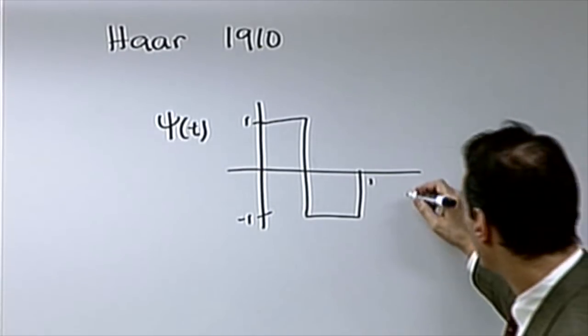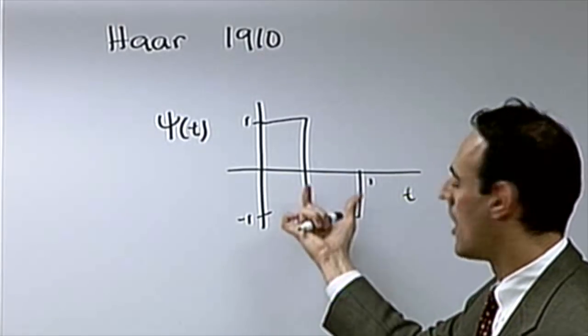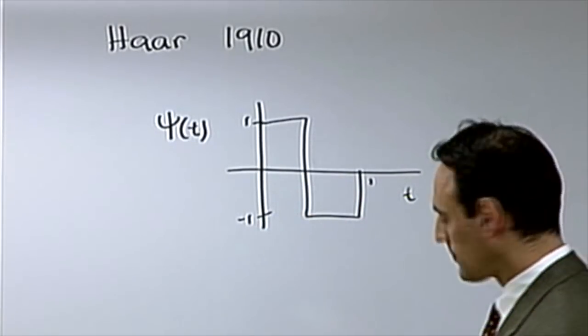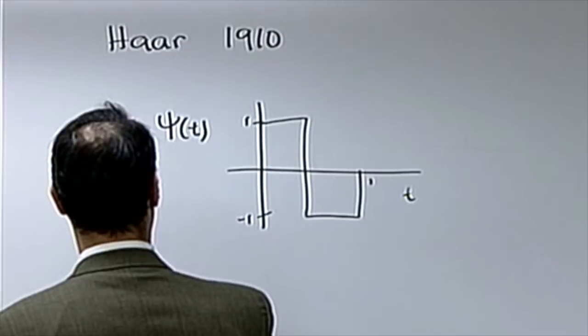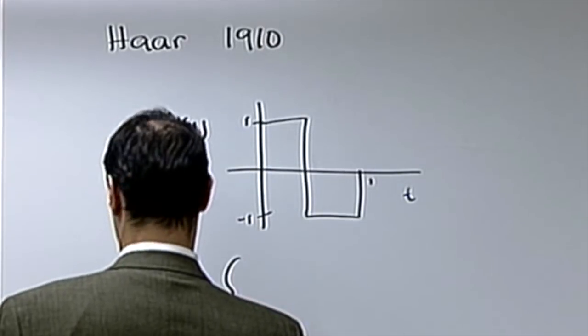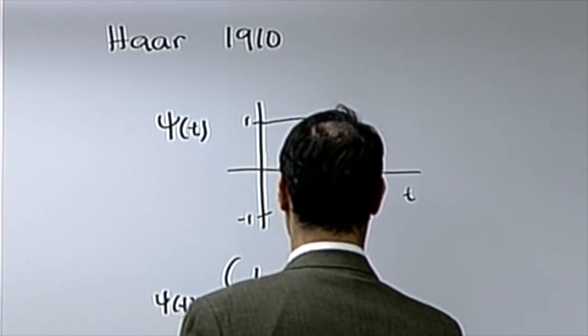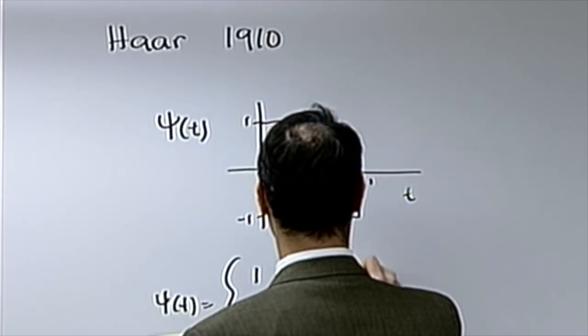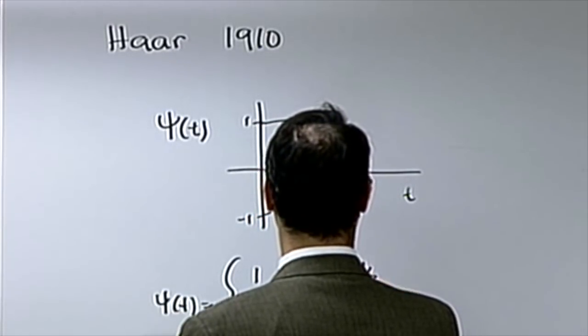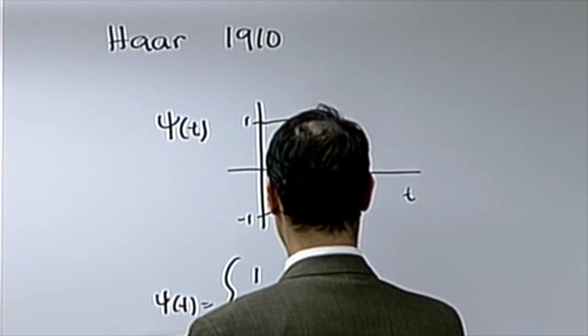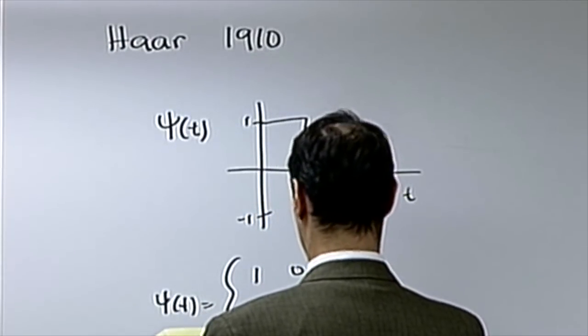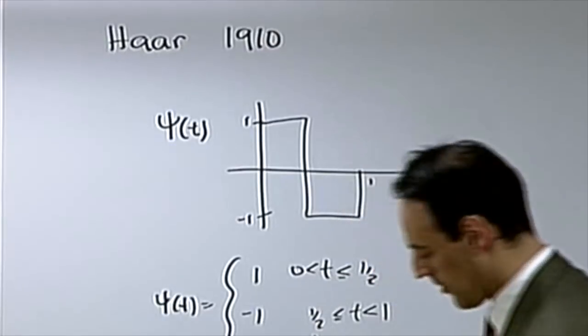Right? There it is. In time, it's localized. So it's just this function where it's 1 or negative 1 or 0. So it's 1 for t between 0 and a half, and negative 1 between a half and 1. Okay, so that's your mother wavelet.